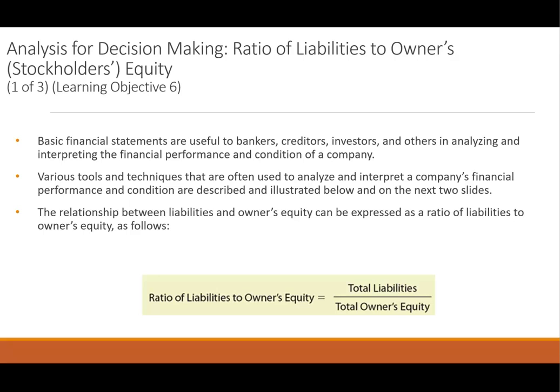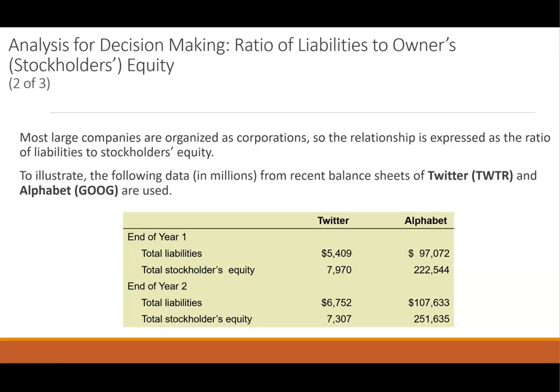Now, with a balance sheet, we can look at various ratios. Financial statements are helpful, but oftentimes external users use various ratios to help interpret what's going on with a company. So, liabilities to owner's equity is a really big ratio to see how much debt a company has in relation to the investment from the owners. Many large companies are organized as corporations, so it's going to be debt to stockholders' equity.